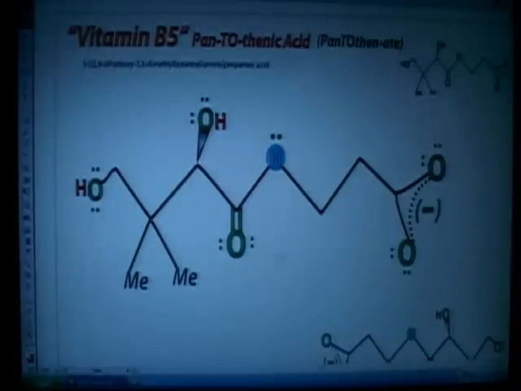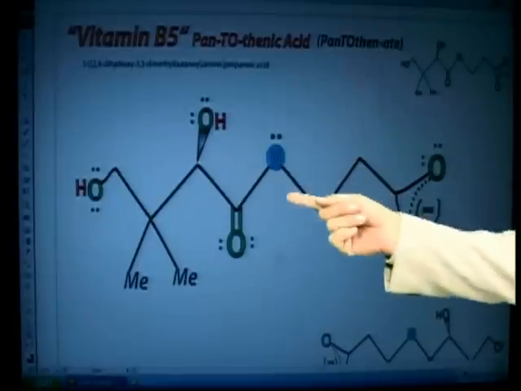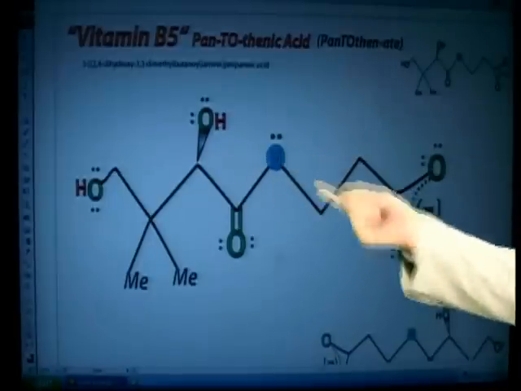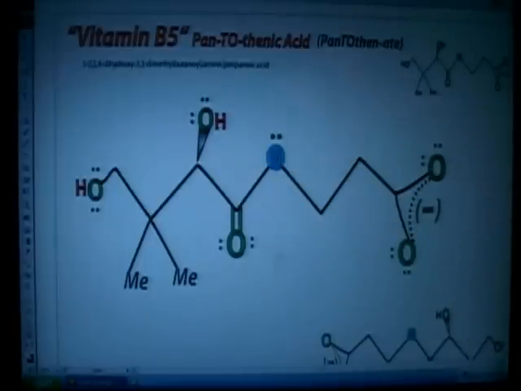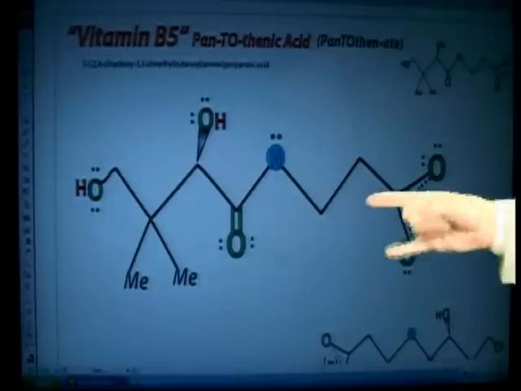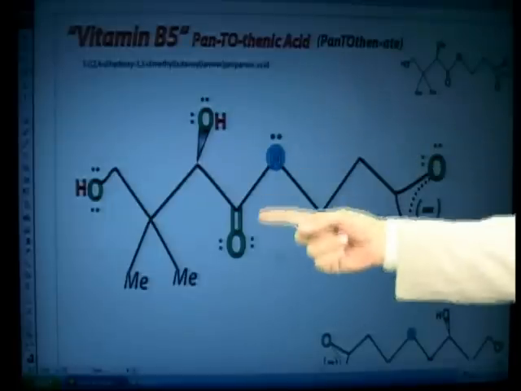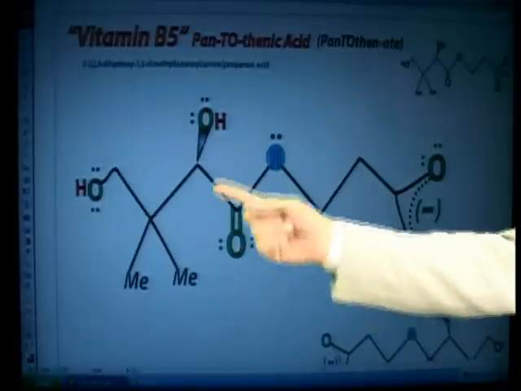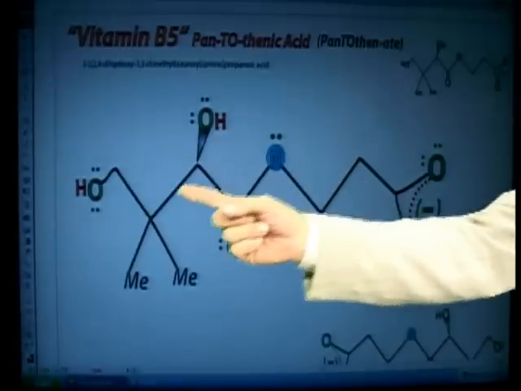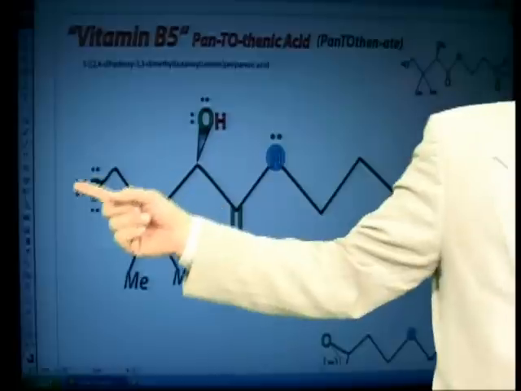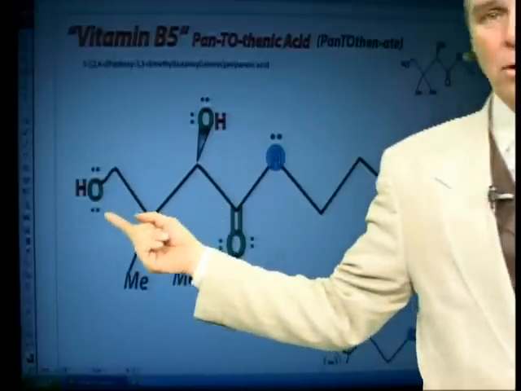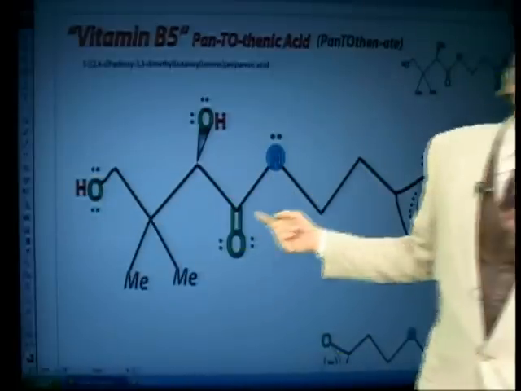3,2,4-dihydroxy-3,3-dimethylbutanoyl-amino-propanoic acid. Now, the propanoic, it would be the three carbons coming on one of the sides of the nitrogen. So the nitrogen is going to split up the naming scheme here. But look at this. You've got the carboxylic acid tail. This could go into the water. You've got a ketone, double-bonded oxygen here. You've got an alcohol here. Two methyls hanging off here. You got an OH alcohol hydroxyl on the end.